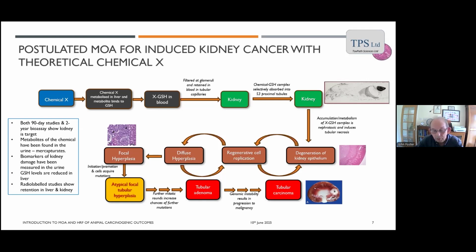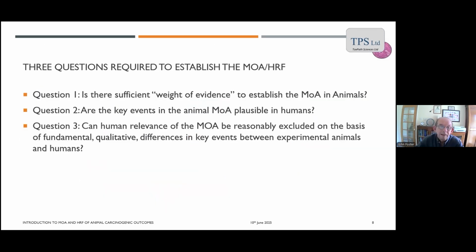So this is our hypothesis. From degeneration onwards for the kidney, this can be applied to all sorts of different organ systems where carcinogenesis is the outcome. So this is not specific to the kidney. The earlier parts are. Okay.